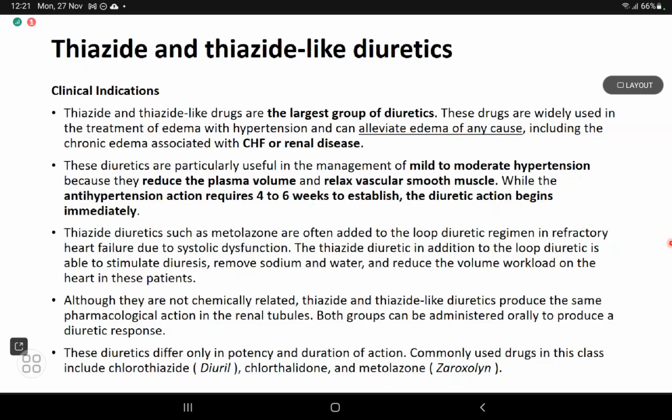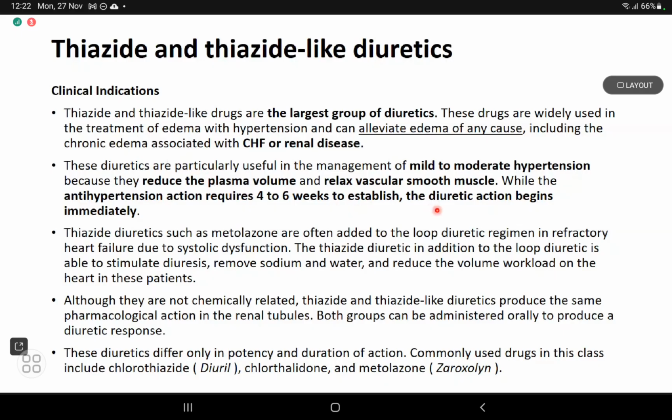So it can normally be used to alleviate edema of any cause. They don't care whether it's heart failure or renal disease, as long as you use this drug, it is able to cause diuresis. So normally clinicians use this drug for mild and moderate hypertension, because these two groups of drugs reduce your plasma volume and also cause relaxation of vascular smooth muscle. That's why they can be used for hypertension management.